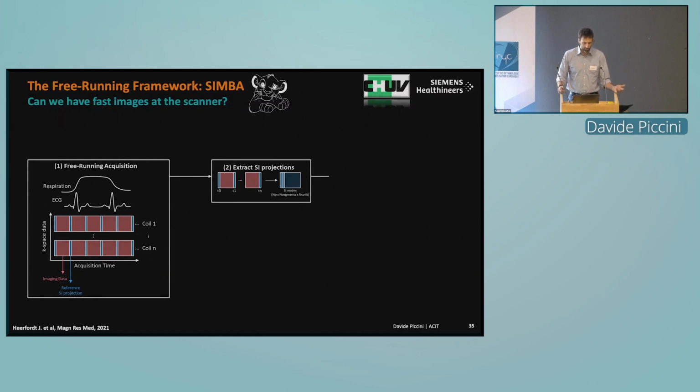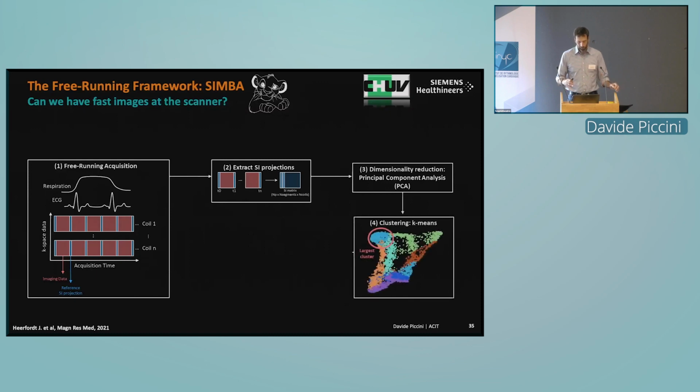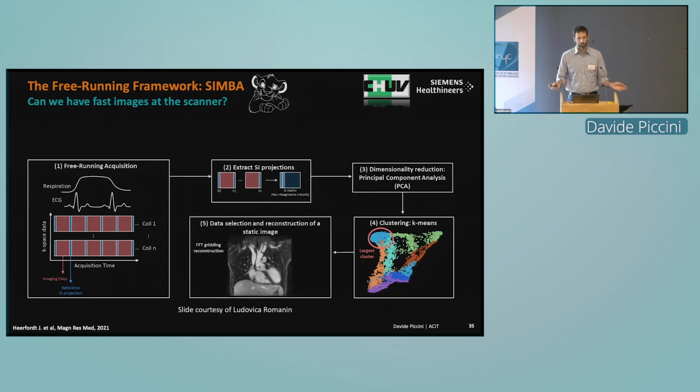But what if you don't want to extract physiology? What if you want to just see within your data which ones you can put together, like which are the most similar data points you already have, and maybe you have enough for a static reconstruction. So regardless of physiology, we try to project these superior inferior projections in a space that has fewer dimensions than pixels times coils. And then we see how the data points group in this space. The closer they are in this reduced dimensionality space, the more similar the data points are. So we can cluster them together and choose a cluster that is compact enough and has enough data, and then just do a gridding reconstruction at the scanner.